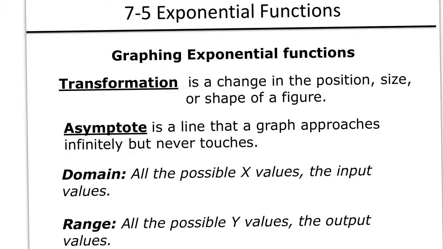And I'm going to show you guys with the graph what a transformation is, or what to expect when you transform a graph. And the second one is called the asymptote. When you graph an exponential function, the function is going to approach a line that is called an asymptote. So the asymptote is a line that the graph approaches infinitely but never touches. So those two lines in the graph will go to infinity, but they will never touch.